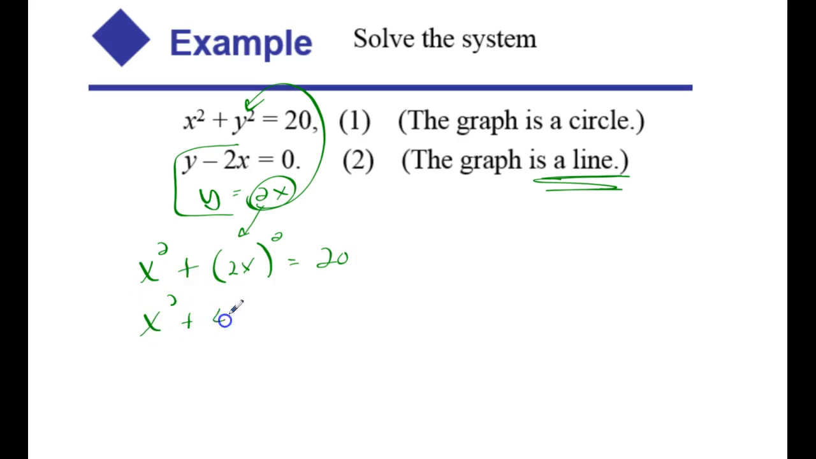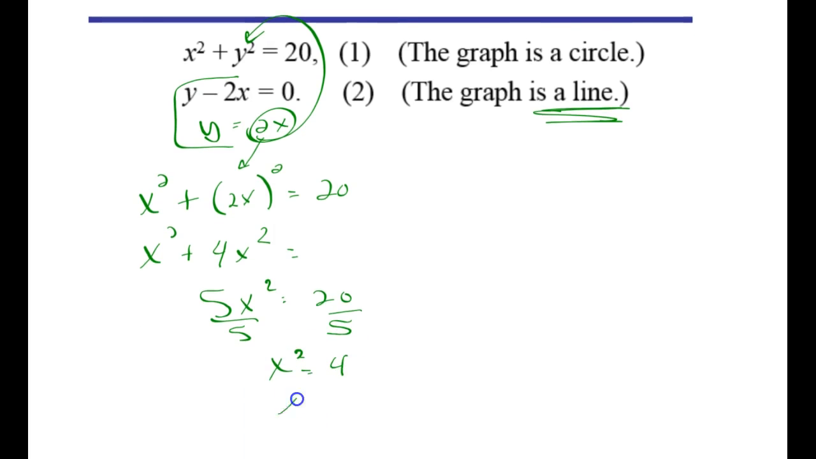So x plus 4x squared is a whopping 5x squared, and then I'll divide everything through by 5. X squared equals 4, therefore x, remember every time you take the square root you get 2 answers. So I get a positive 2 and a negative 2 for solutions.